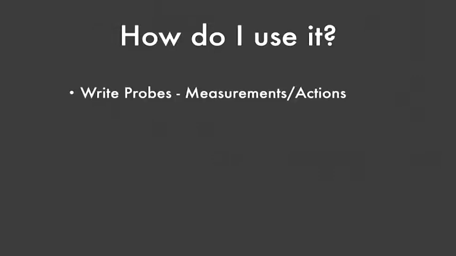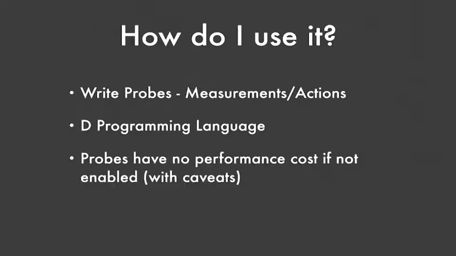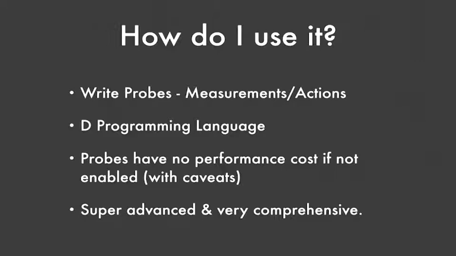DTrace probes. So you write probes, which are like sensors you put in your code. And there's a language to use it. It's the D programming language. It's like a scripting language. It's very similar to C. And it's cool because you can leave these probes in your code, and they will have no performance cost just for leaving them there. They only get that cost if the DTrace probe is activated. There are caveats with that, but for the most part, you can leave them in your code and things should be fine. And DTrace is super, super advanced and very comprehensive.